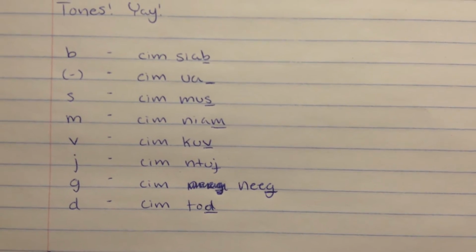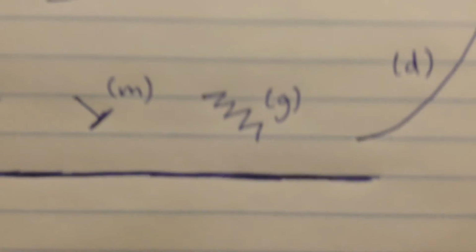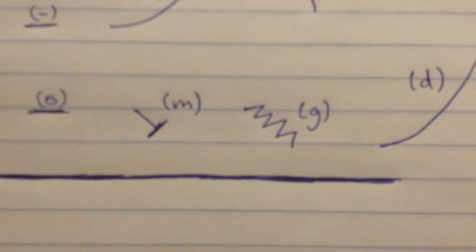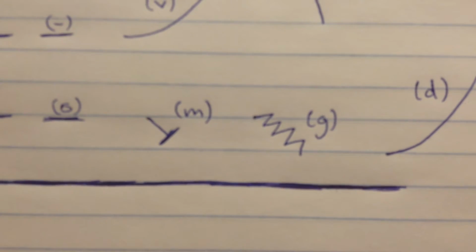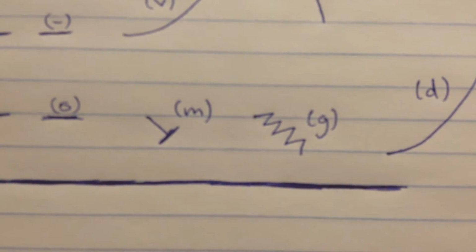All right, so the N, that one's kind of difficult for some people. I describe it as a short stop tone. Right after you pronounce the word, you kind of just poof, cut it off. You cut the word off and you don't pronounce it further.